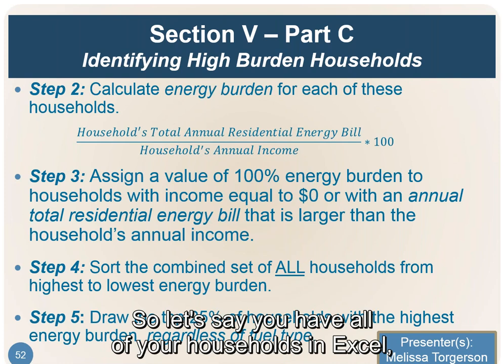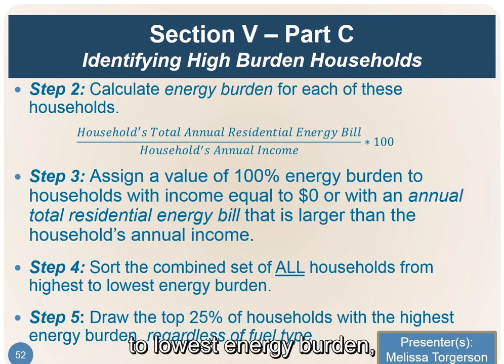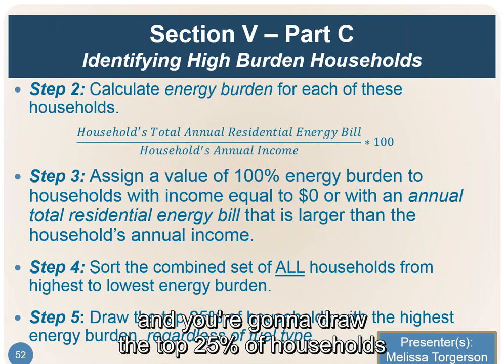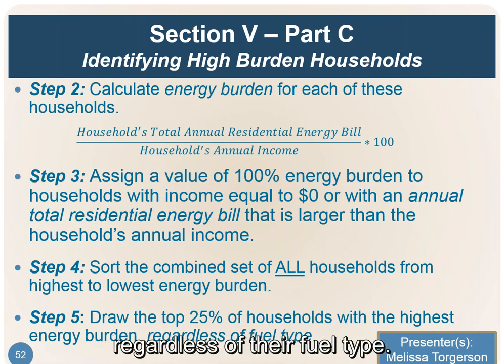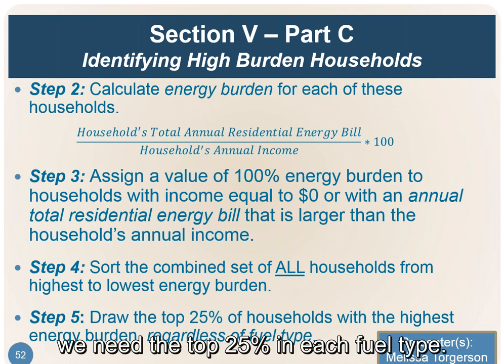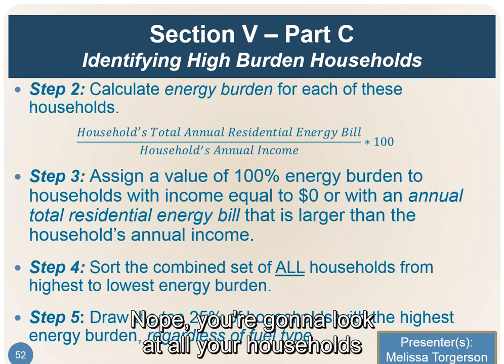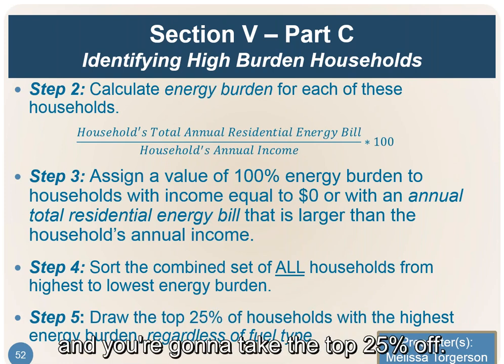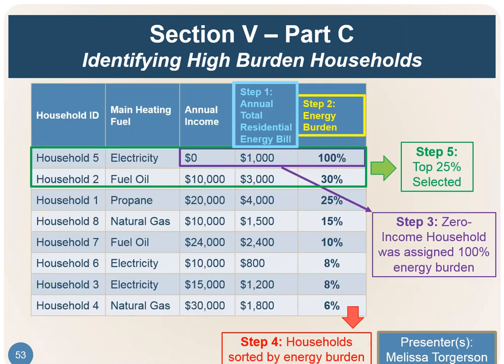So let's say you have all of your households in Excel, you're going to sort them from highest to lowest energy burden, and you're going to draw the top 25% of households with the highest energy burden, regardless of their fuel type. So some folks say, well, we need the top 25% in each fuel type. Nope. You're going to look at all your households, and you're going to take the top 25% off.